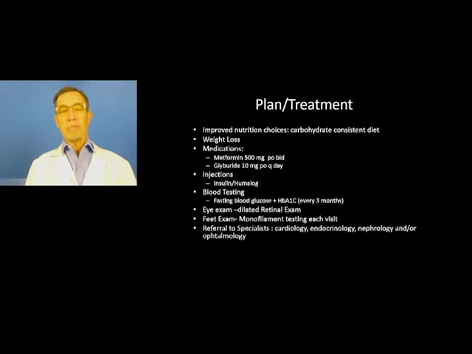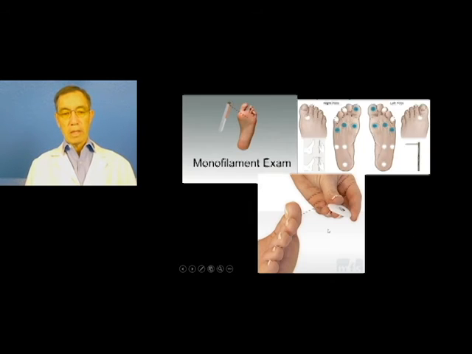And then there's blood testing, both fasting blood sugar, either episodic or constant glucose monitoring, as well as the hemoglobin A1C that they all check typically every 3 months. They need once a year dilated retinal exams, monofilament testing usually at each visit, and then referral to multiple specialists is not unreasonable: cardiology, endocrinology, nephrology, and or ophthalmology.